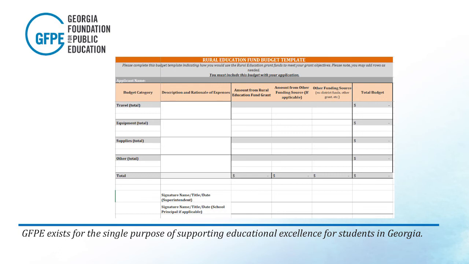While it is not required, it is viewed favorably if you have partners or other funders also contributing to the project. Finally, give the total. Please make sure your superintendent and/or school principal signs the budget. Unsigned budgets will not be accepted.